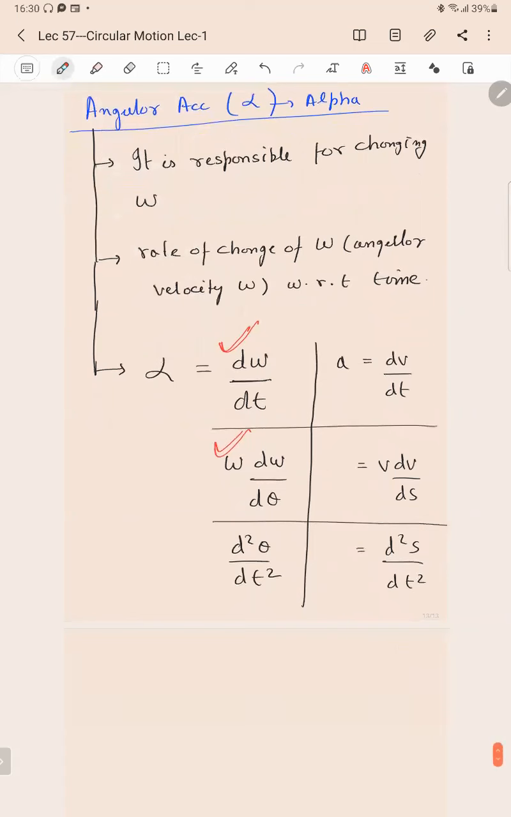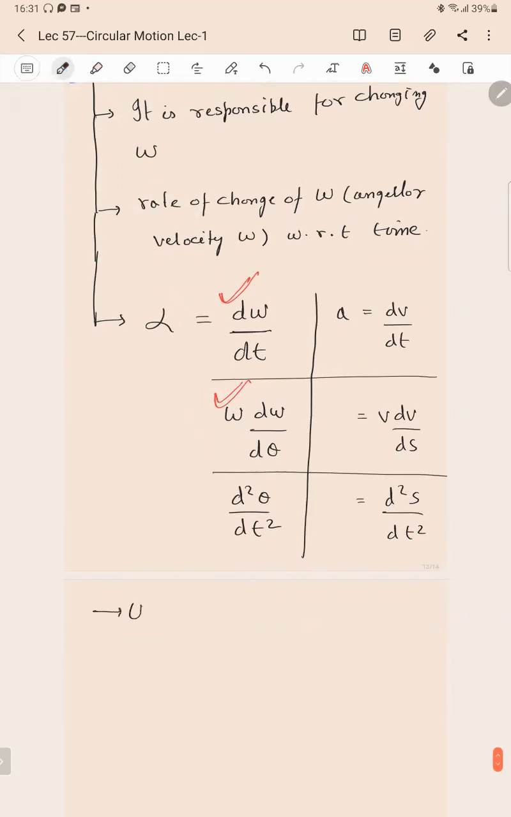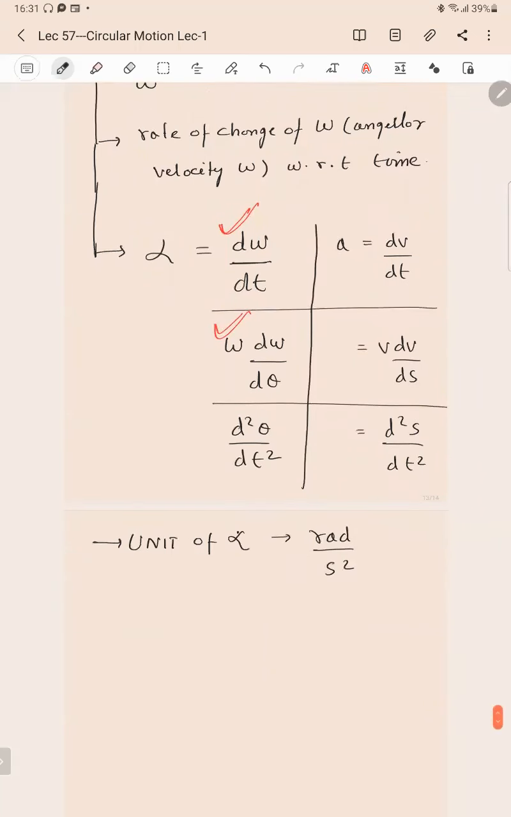And now you can very well tell me what the unit of alpha will be. Can you tell me the unit of alpha? Batao. So degree per second square. Yeah, it will be like radian per second square. The mostly used units are radian per second square, revolution per minute square. These are the most used units basically. Mainly we use these units, radian per second square, degree per second square is also okay, no doubt about it. So these are the units basically.